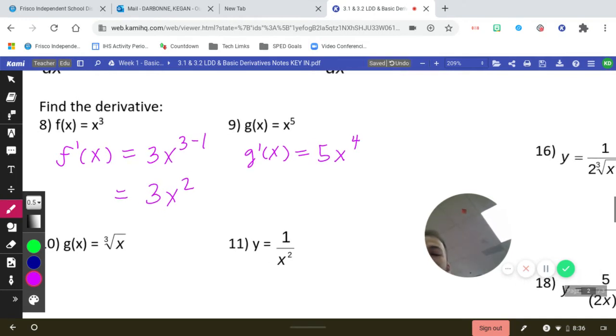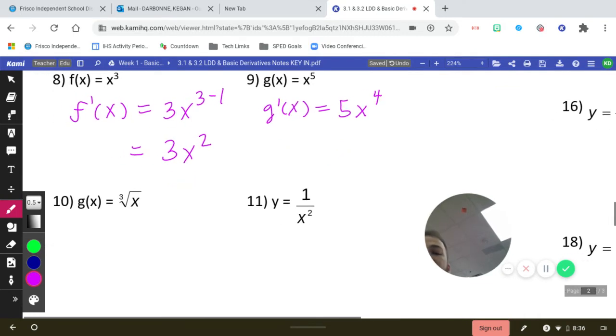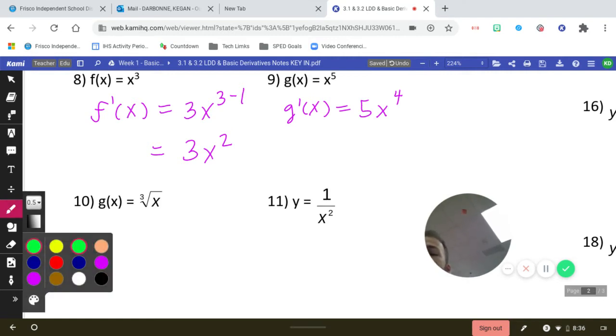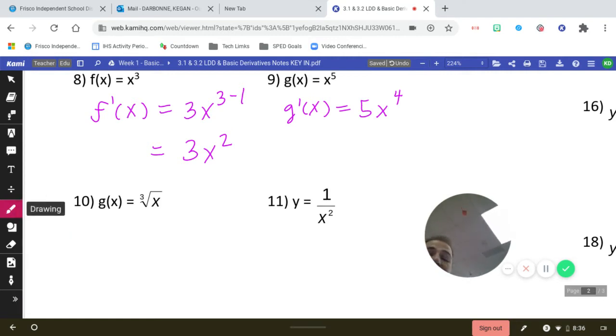Okay, now 10 and 11 are a little bit different. Both of these still involve exponents, but there's something we need to do first before we can deal with those exponents. So here with g of x, we have the cube root of x. So if you remember, any root can be written as a fractional power. So this is the same thing as x to the 1/3.